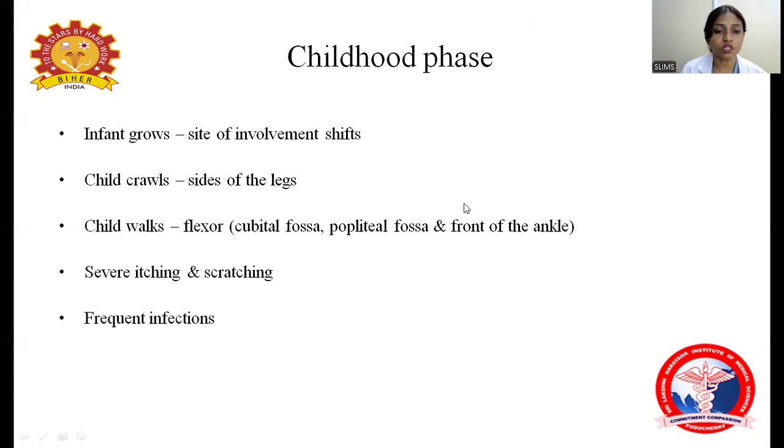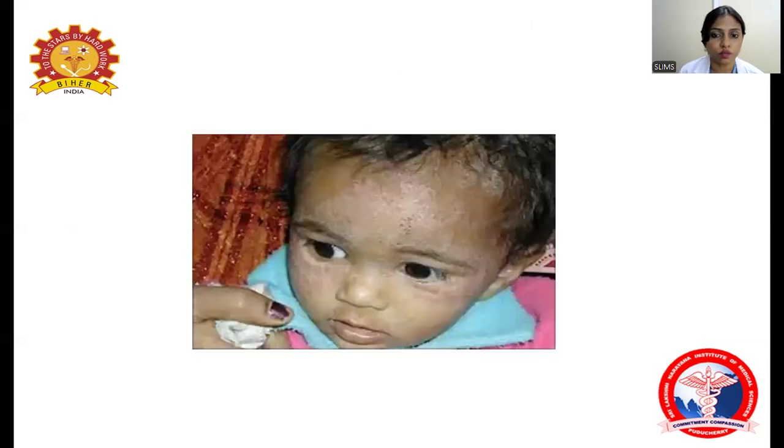Again, there will be severe itching and scratching, and because of the loss of the skin epidermis or because of the abrasions, the child is more prone to frequent bacterial infections. So these are the clinical features of the childhood phase. This child, as you can see, has erythema, papules, vesicles, abrasions, and excoriation involving the face.